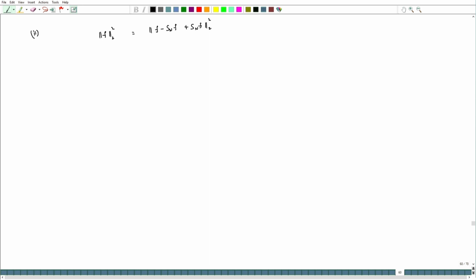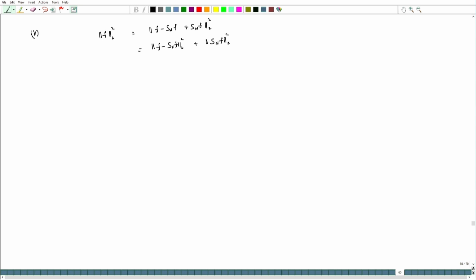Okay. S_n f is also a trigonometric polynomial of degree n. Therefore, by Pythagoras theorem, we have the norm of f minus S_n f squared plus the norm of S_n f squared.